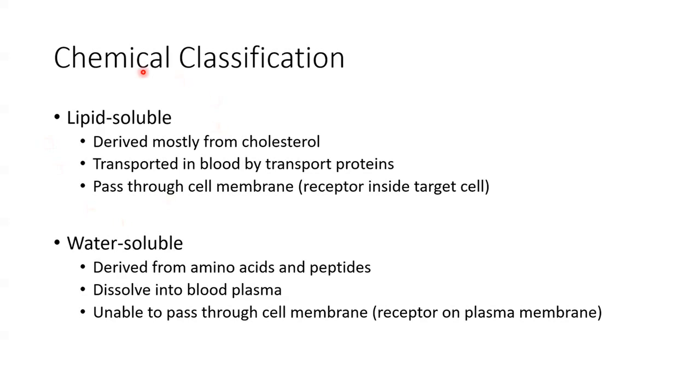So we have our lipid-soluble hormones, which are derived mostly from cholesterol, must be transported in the blood by a transport protein, and can pass through that phospholipid bilayer to reach the receptors on the inside of the target cell. And our water-soluble hormones, which are derived from amino acids and peptides, so proteins, dissolve into blood plasma, so they can be transported as free hormones just on their own in the bloodstream. Because they can't pass through that phospholipid bilayer or the plasma membrane, the receptors for these types of hormones are sitting on the surface of the plasma membrane.